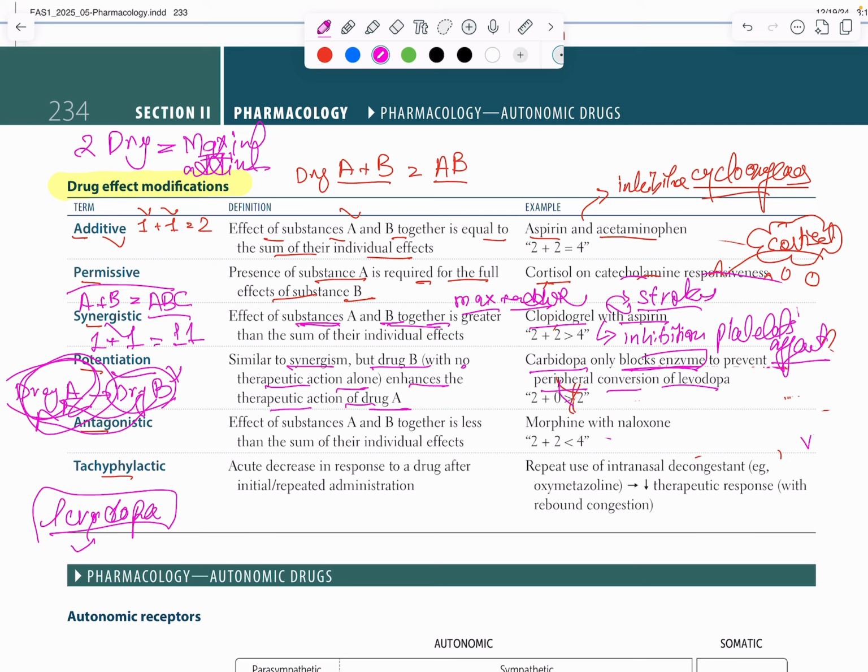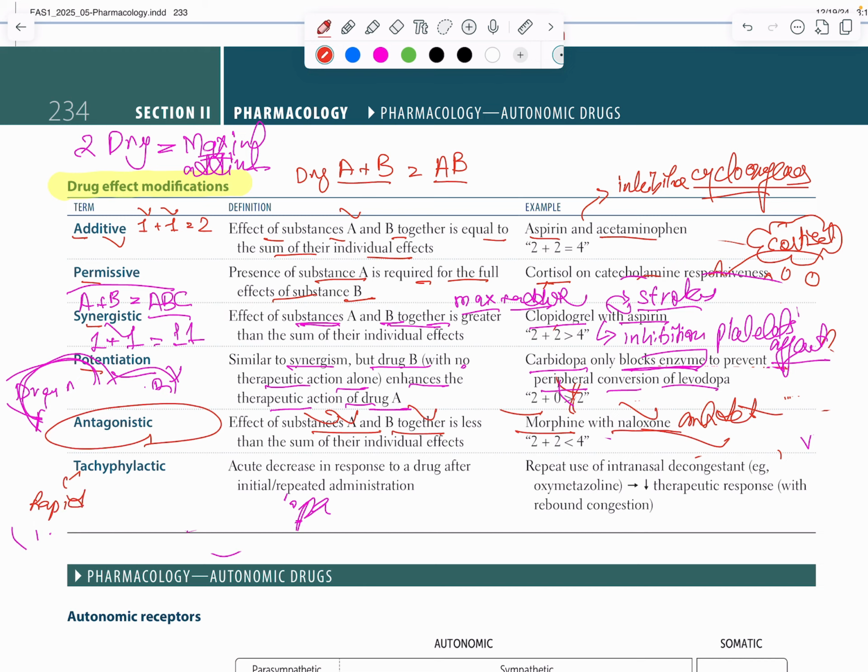Fine? Now tachyphylaxis. Tachy means rapid, and phylaxis means protection. It is an acute decrease in response to a drug after initial repeated administration. It means when you are taking a drug chronically and repeatedly using the same drug, you get some decrease in the response to your drug.